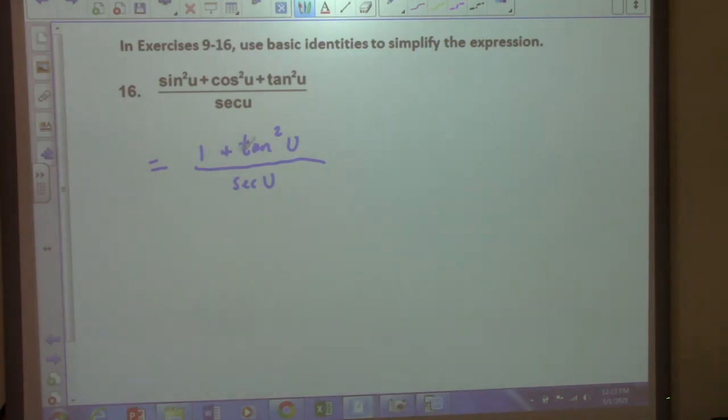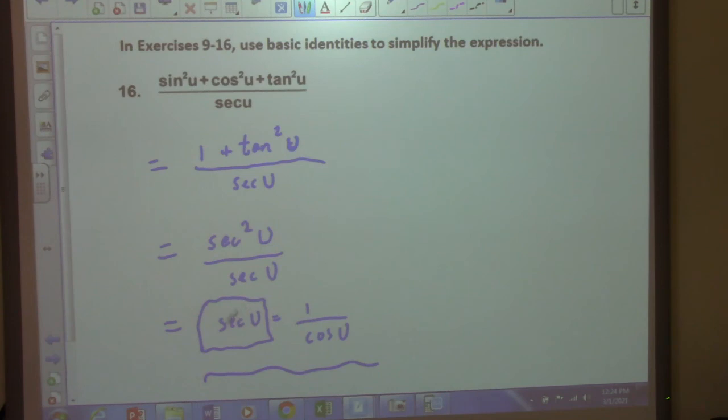Okay? And now you have 1 plus tangent squared u. And so what is that going to be equal to? It's going to be equal to secant squared u over secant u. And what's that going to simplify to? Secant u. And if you wanted to leave this purely in terms of sine and cosine, you could write that as 1 over cosine u, right? Is it still considered simplified? Yeah, this one right here, since it's a non-reciprocal one, I would stick with that probably, that's your simplified version.